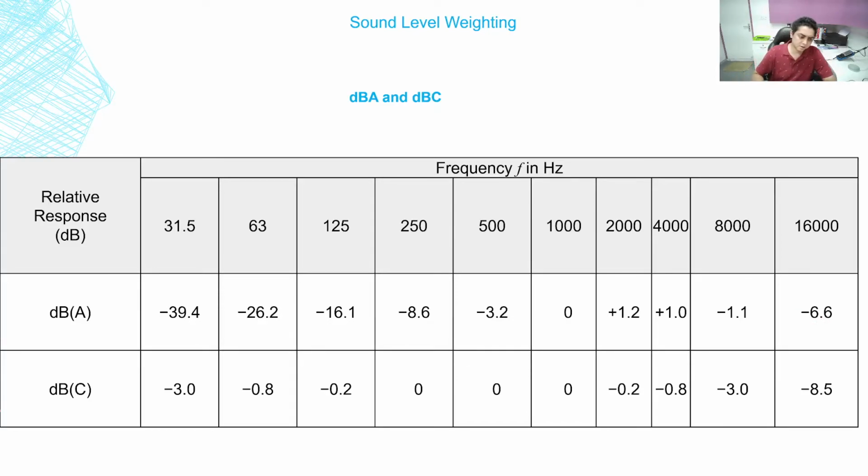This is similarly done for getting the dBc value. I'm not going to involve a lot of math here. So that is a summary of the dBA and dBc weightings. Next, I'm going to show you the octave bands, how they are used in a sound level meter, and how measurements are made using the octave bands.